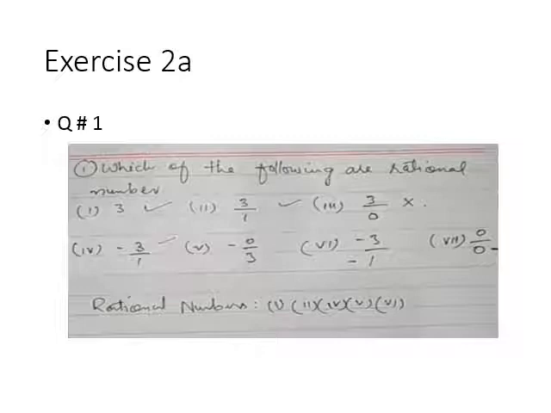first part is 3, and 3 is a rational number because it has a positive sign. Second part is 3 by 1. It is a fraction form, so it is also a rational number. Firstly, I have explained that any number which has a positive or negative sign or any fractional quantity is called a rational number. You will see here that first, second, fourth, 5 and 6 are rational numbers.